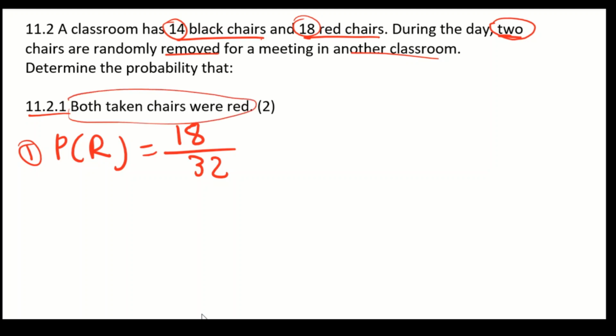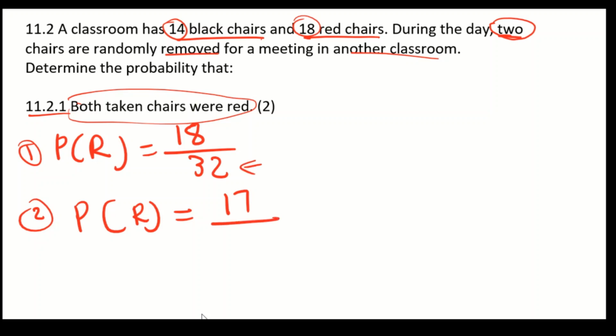Remember, we want 2 red chairs. So you're going to take 1. And then you come again, you take another 1 so that it makes 2, right? So when you come again and take another red chair, how many red chairs are now left? You took 1, so how many are left? 17, right? So 17 chairs are left, and then the total number of chairs is also affected.